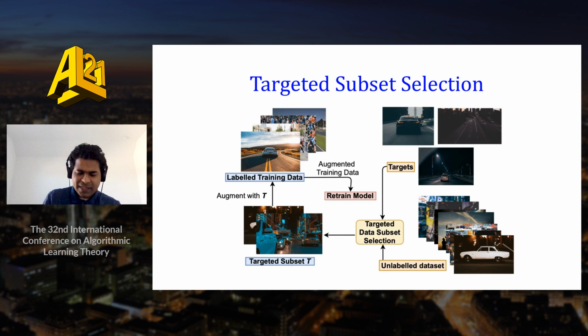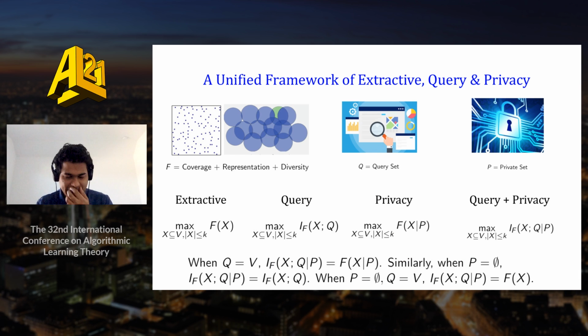Another example is targeted subset selection, where again you want to select a subset of data points that are related to a target set, right? So I'll skip this in the interest of time. It turns out that we can formulate this general class of problems as maximizing the conditional mutual information, right? Given a query set, the conditional mutual information with respect to a query set given a private set. And this formulation turns out to be related to each of the individual cases, like privacy preserving summarization, query focused summarization, and extractive summarization.